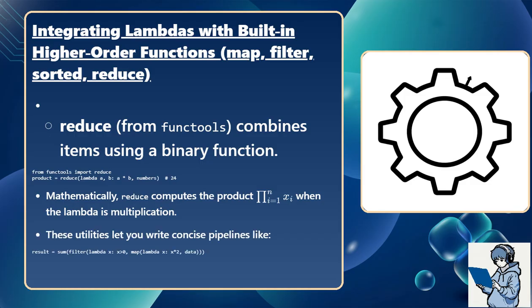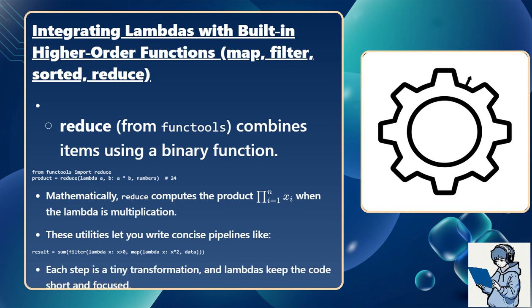These utilities let you write concise pipelines like result = sum(filter(lambda x: x > 0, map(lambda x: x * 2, data))). Each step is a tiny transformation, and lambdas keep the code short and focused.